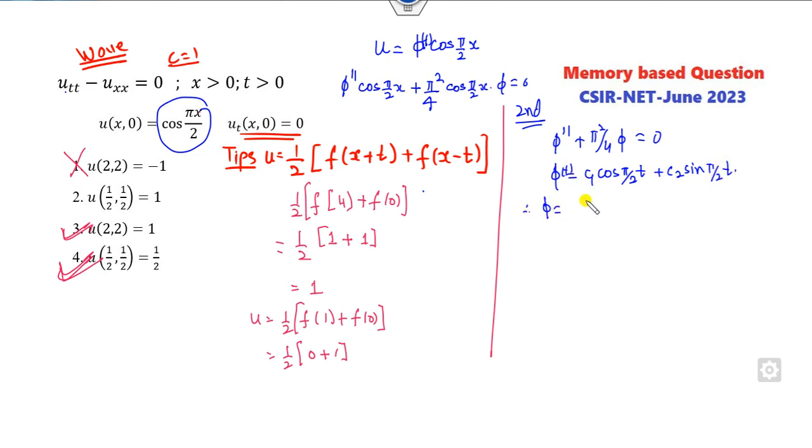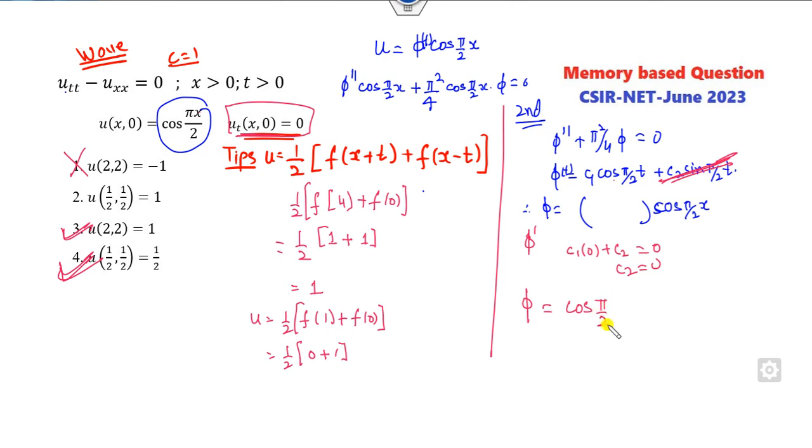So what is phi? This into cos pi by 2x. Now clearly, when the partial derivative with respect to t is taken, this becomes a sine. When t is equal to 0, it will be c1 times 0 plus c2, so c2 will be 0. So now irrespective of the constant, phi will be cos pi by 2 t cos pi by 2x. This is the complete solution of this problem.